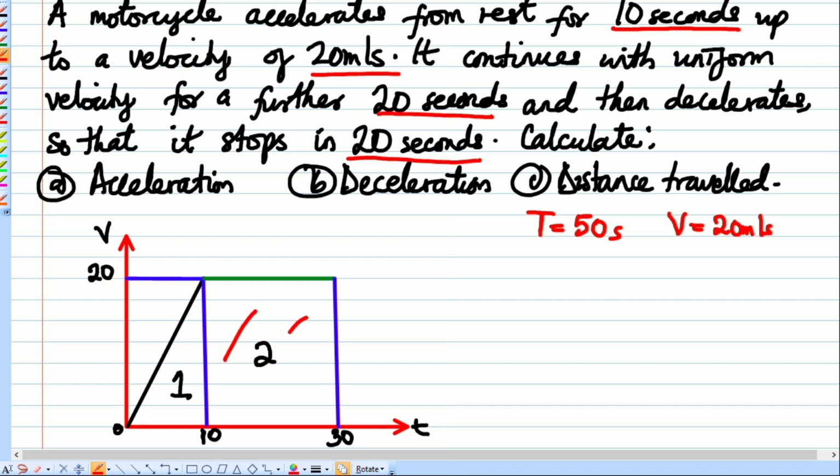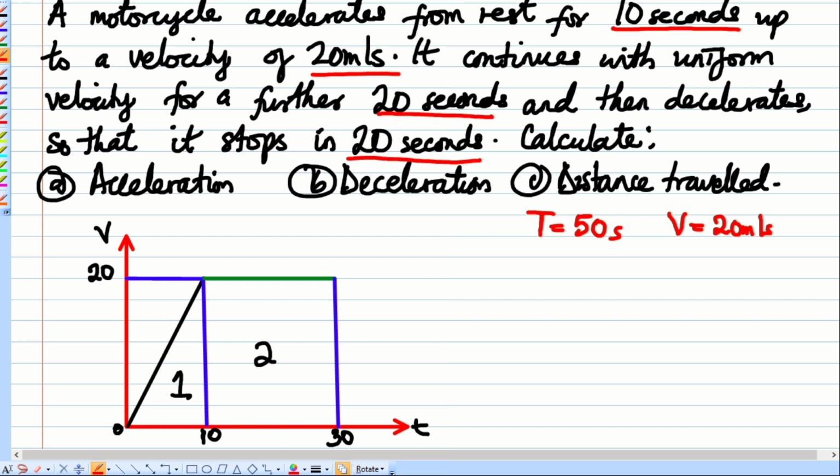Distance again is the area under this graph, which will be the area of a rectangle. That will be length times breadth. You discover that the breadth now is 10 to 30, which is 20, and the length is still 20. So 20 times 20 would be the area.